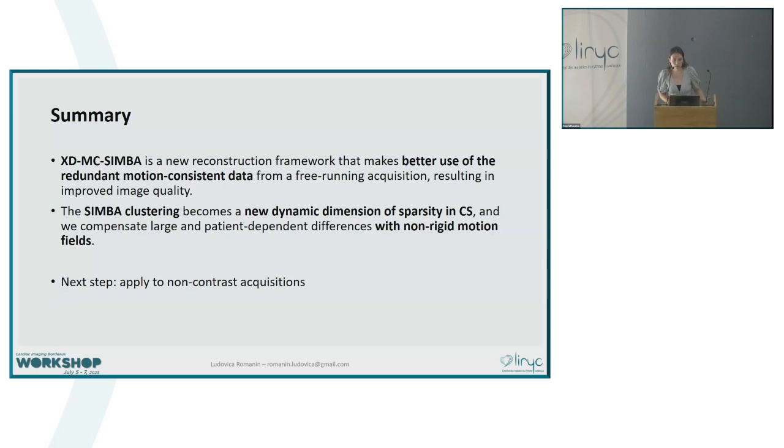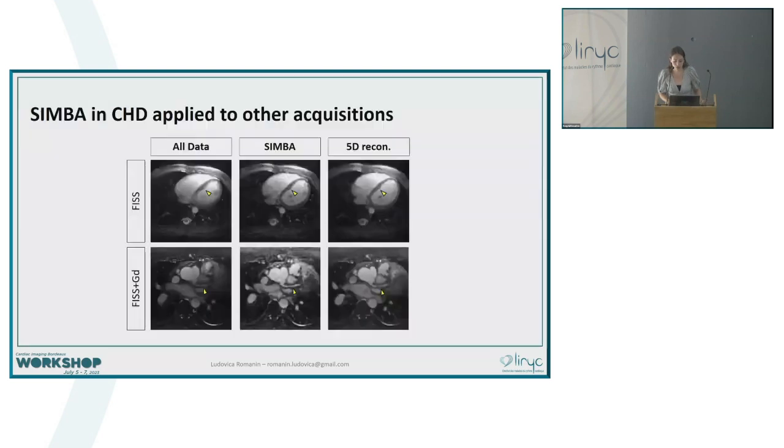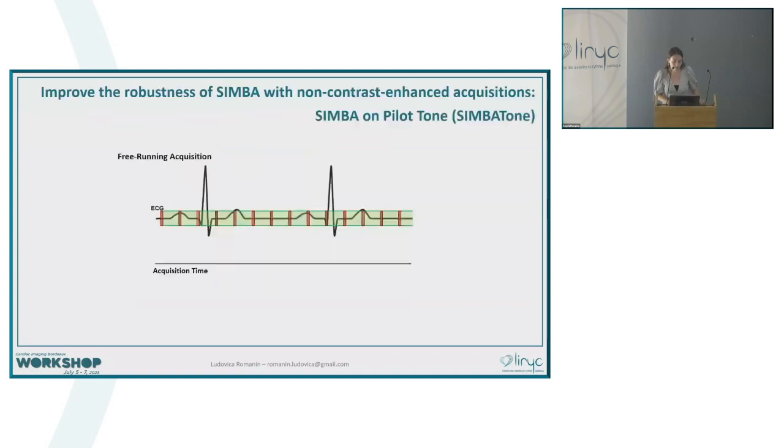So the goal is to then translate it to non-contrast acquisitions. If you look at how Simba performs right now on non-contrast data, for example, with these FIS acquisitions that were presented also by Matthias and Chris this morning, we are able to get a good image quality in terms of sharpness, but still we are lacking robustness. So for some cases it works really well, but for other cases it doesn't work because of other factors that come from the MR acquisition scheme.